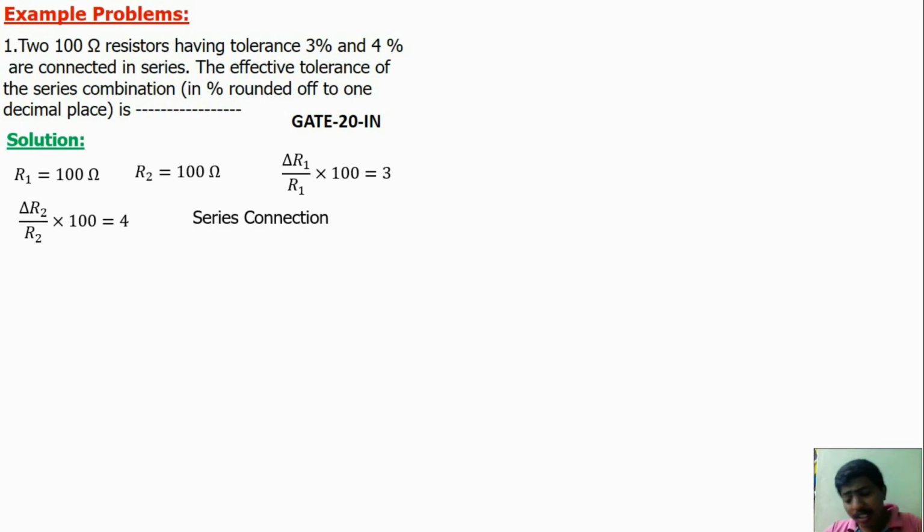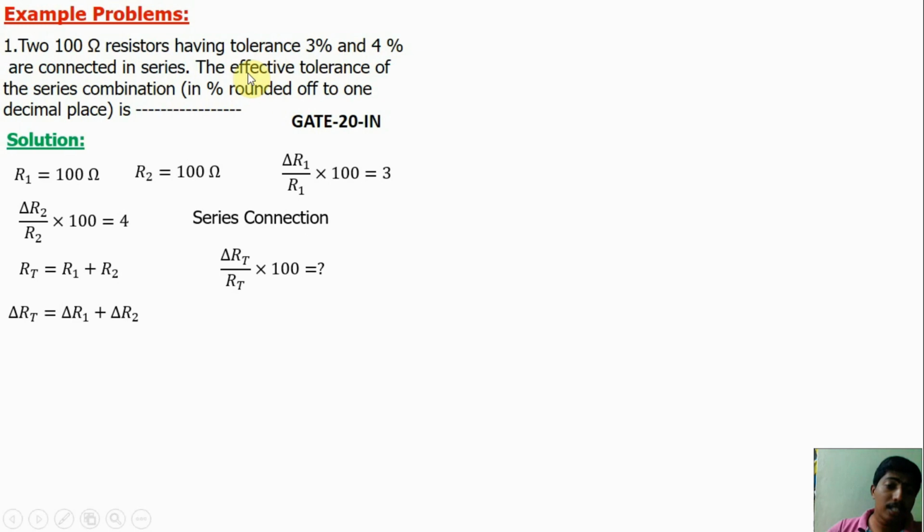Series connection. So we know that Rt is equal to R1 plus R2. If the terms are added, the uncertainties will be directly added. So ∂Rt is equal to ∂R1 plus ∂R2. Our objective is to find ∂Rt/Rt into 100, because the effective tolerance is in percentage. So first we have to calculate ∂Rt. For the calculation of ∂Rt, we need ∂R1 and ∂R2.